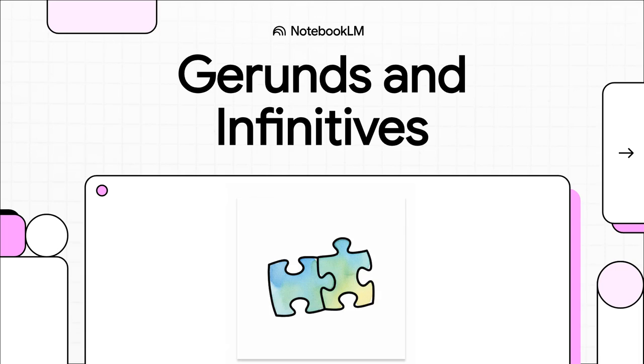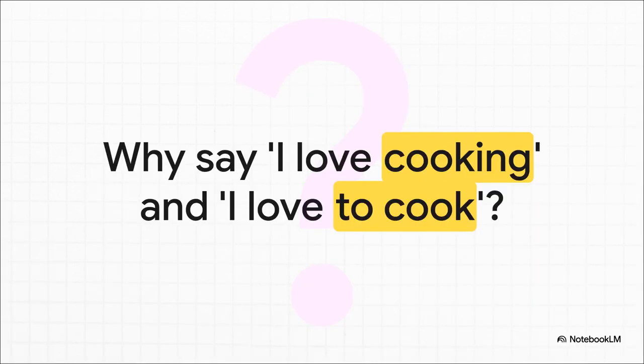All right, let's dive into one of the trickiest puzzles in the English language: gerunds versus infinitives. You know, when you're not sure if you should use an ing word or a to word, well, if that's ever stumped you, you are in exactly the right place. So let's start with the central mystery right here. Why on earth can you say "I love cooking" and "I love to cook"? They look different, but they mean the exact same thing.